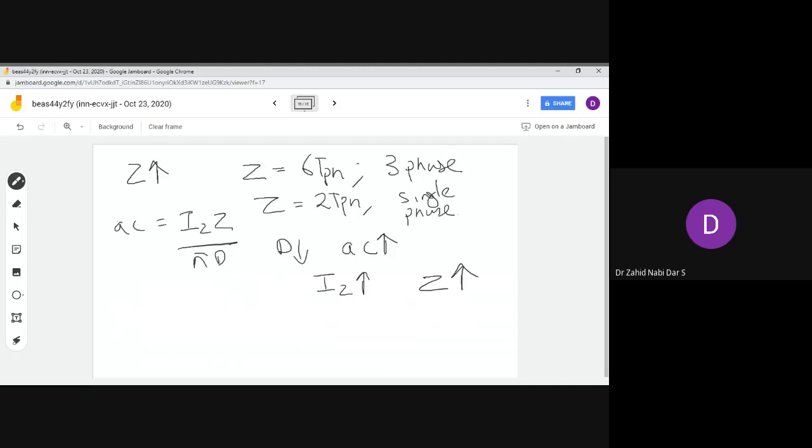And normally, the ampere conductors for a machine which we are selecting is between 5,000 to 45,000 ampere conductor per meter. So this is one of the important factors.